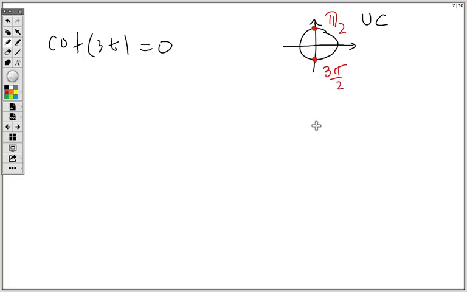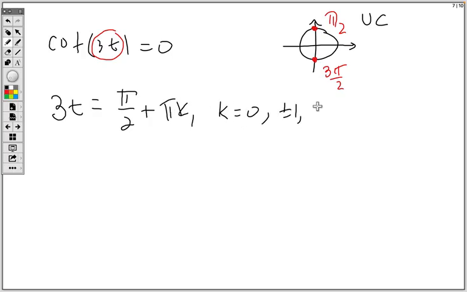Now you might also remember that the period of cotangent, like the period of tangent, is just pi. So if I'm looking at the cotangent of something being 0, I know that that something is going to be pi over 2 plus pi k. Now to solve for t, I would need to divide both sides by 3, which is the same as multiplying by 1/3. If I multiply pi over 2 by 1/3, that's going to get me to a pi over 6. If I multiply pi k divided by 3, that's going to be pi over 3 times k.